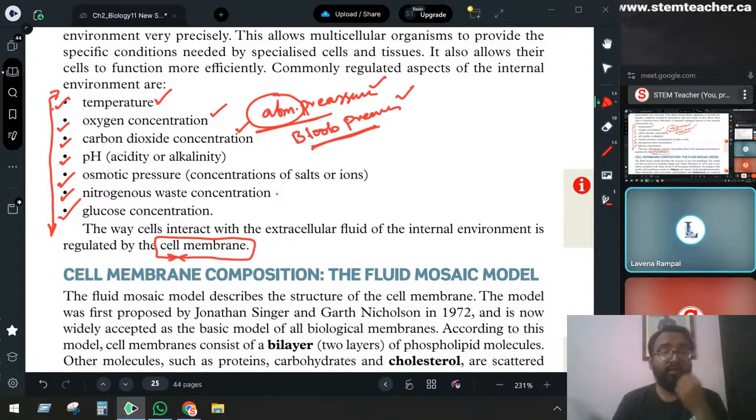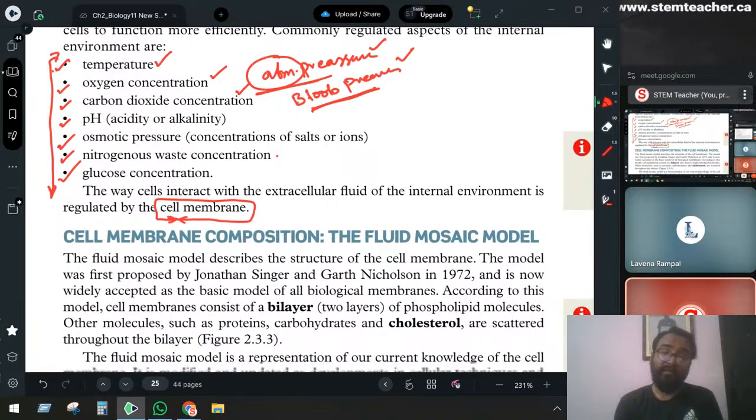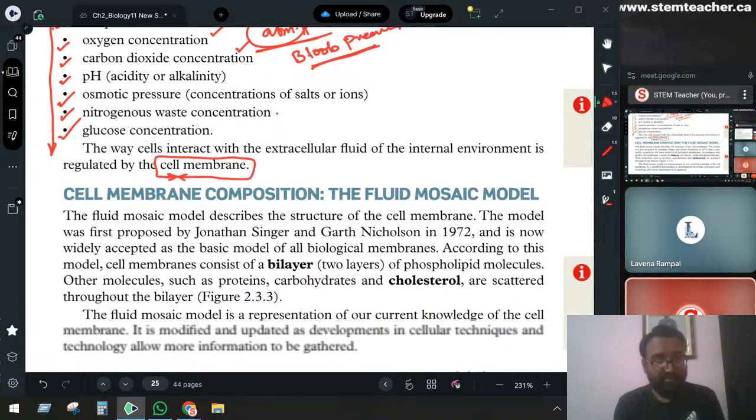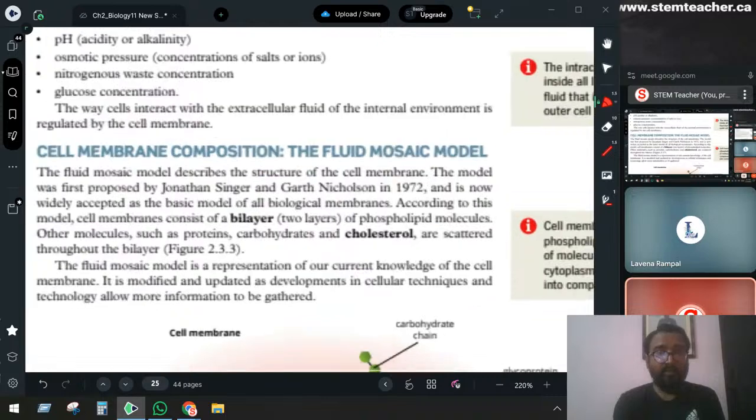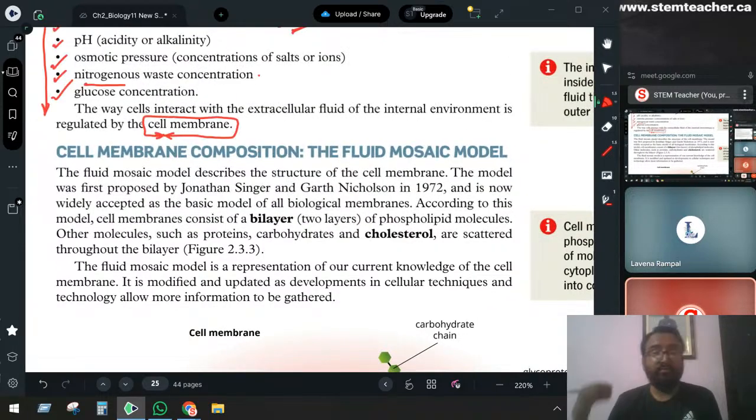And all these: temperature, oxygen concentration, carbon dioxide, pH, acidity and basic nature, osmotic pressure, concentration of salts and ions, and nitrogenous waste concentration. Nitrogen is most important for plants for their growth. They should get nitrogen in certain ratios, then only will the plant sustain and form general nutrients, otherwise it will not.